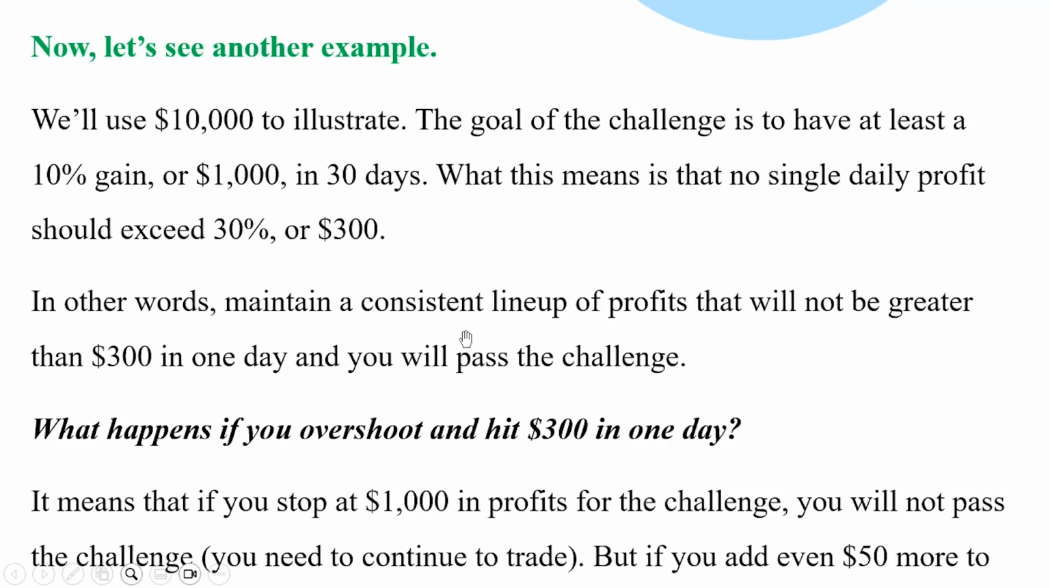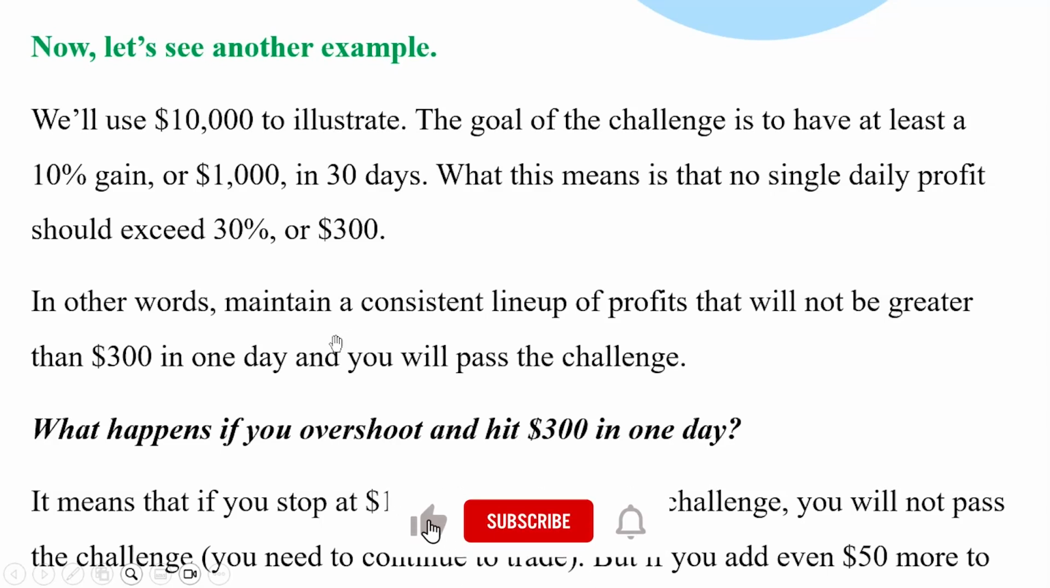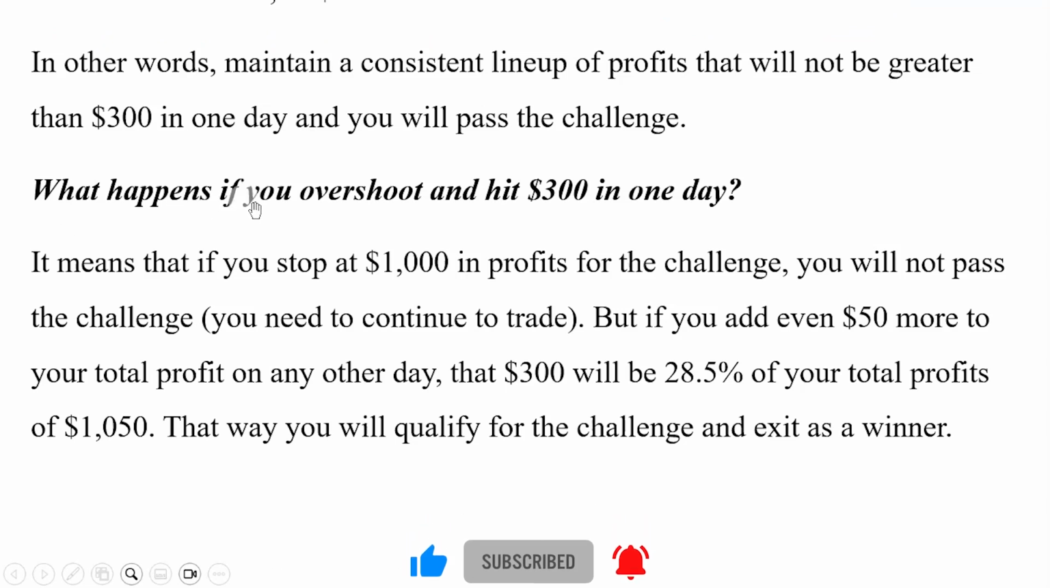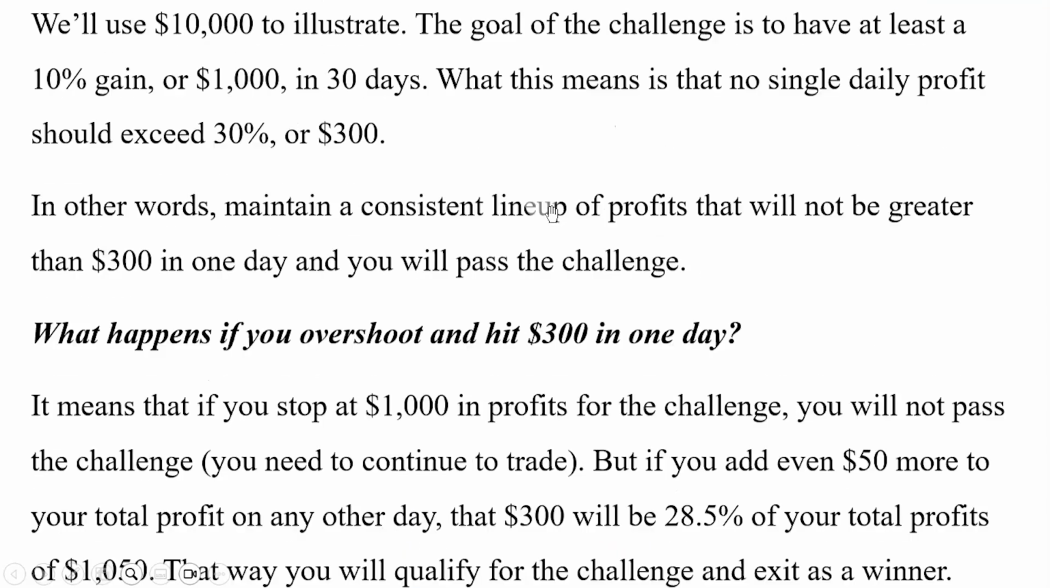So this one is a really good one. Personally, I like these rules because they help you to become a good trader even on your own personal account. So what happens if you overshoot and hit $300 in a day? Now, different prop firms have different ways to treat those who violate this consistency rule. In some cases, they will shut down the account, and in some other cases, they will give you a new account. So it depends on the prop firm.